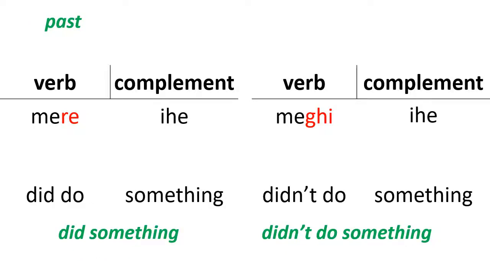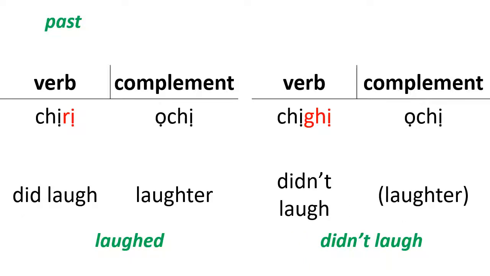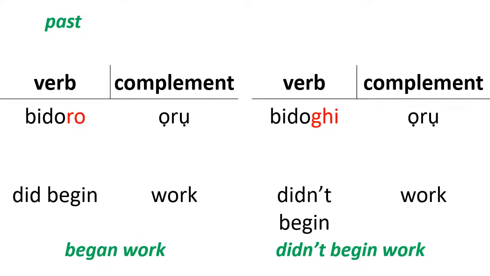Mere ihe, did something. Meghị ihe, didn't do something. Riri nri, ate food. Righị nri, didn't eat food. Chịrị ọchị, laughed. Chịghị ọchị, didn't laugh. Bidoro ọrụ, began work. Bidoghị ọrụ, didn't begin work.